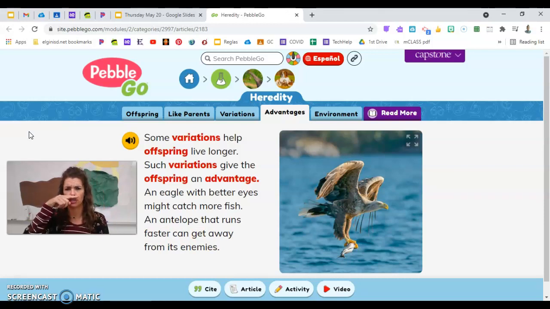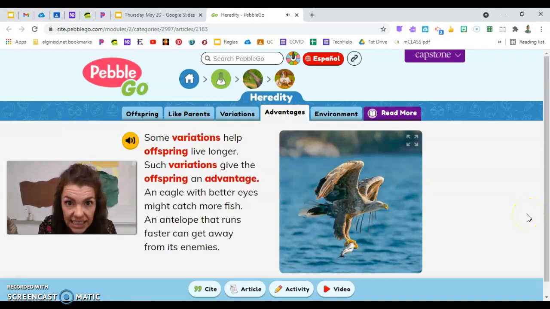Like my brother has a mustache. Does that help him? No. But maybe I have longer legs and they help me to run faster than my brother. Some things do help us, like this eagle has really good eyesight. So its eyes are better than its brother's. It is catching more fish than the other bird because it has better sight. It says an antelope could run away faster from its enemies than its brothers or sisters. Some of those little differences can help us.